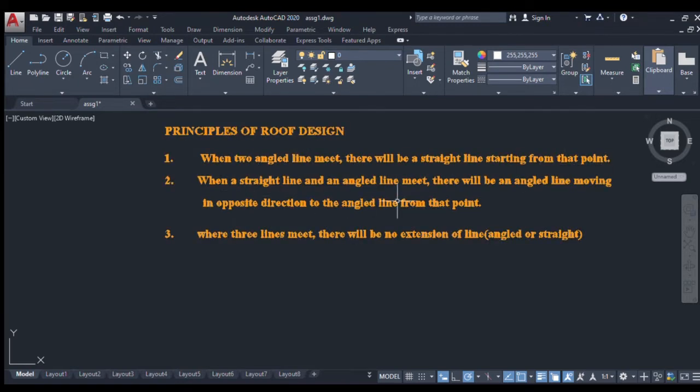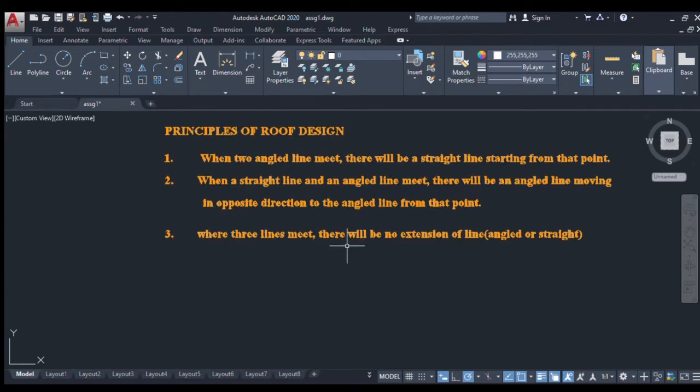People can write these rules in a different form, in a different sentence, but this is what my brain could put down. Even if you don't understand these rules, I'll try to explain them by designing a roof on a plan. I'll make sure to explain in detail what I mean by these rules. It might look a bit awkward or confusing, but I believe that when we are done with this video, you'll be able to design any roof of your choice.